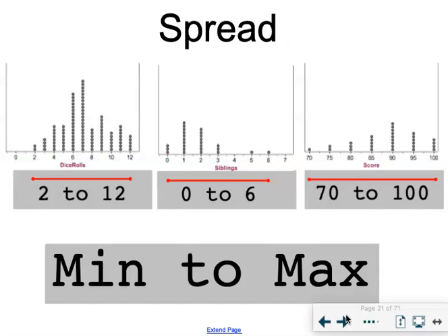Same thing with siblings. We have 0 to 6 because our smallest amount of siblings in our study was 0 and the biggest was 6. Okay, the spread of the scores is 70 to 100. The smallest number up to the biggest number.